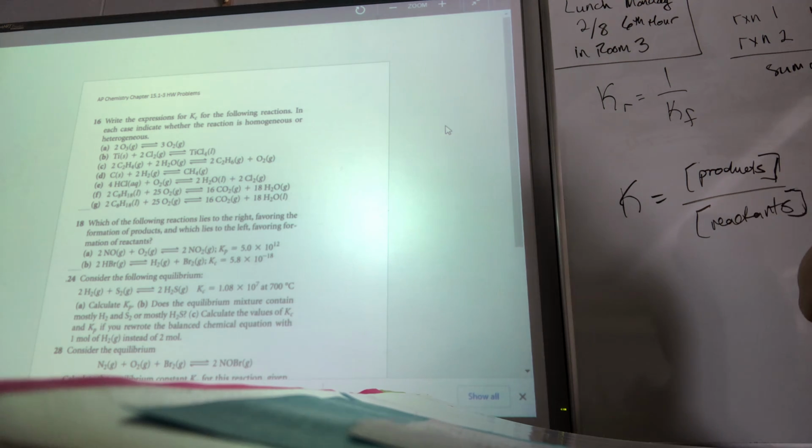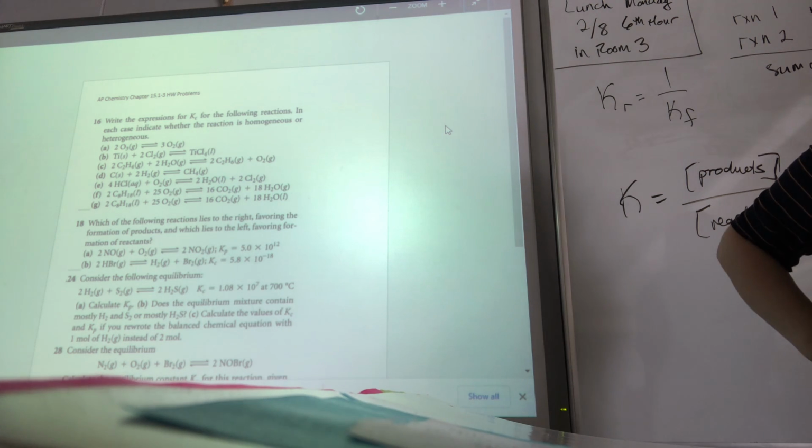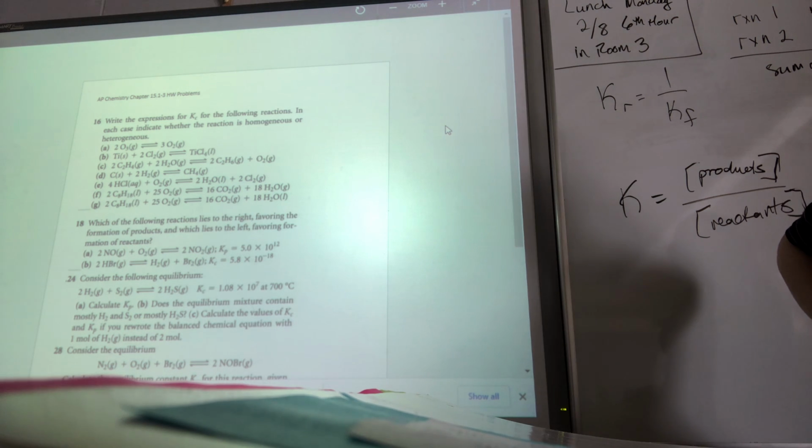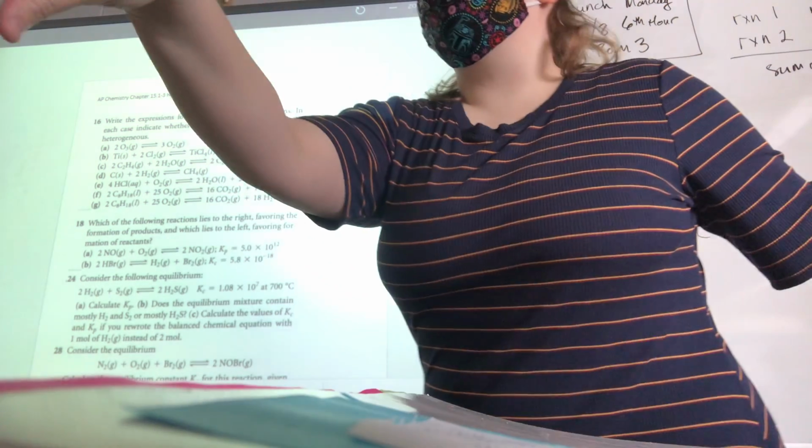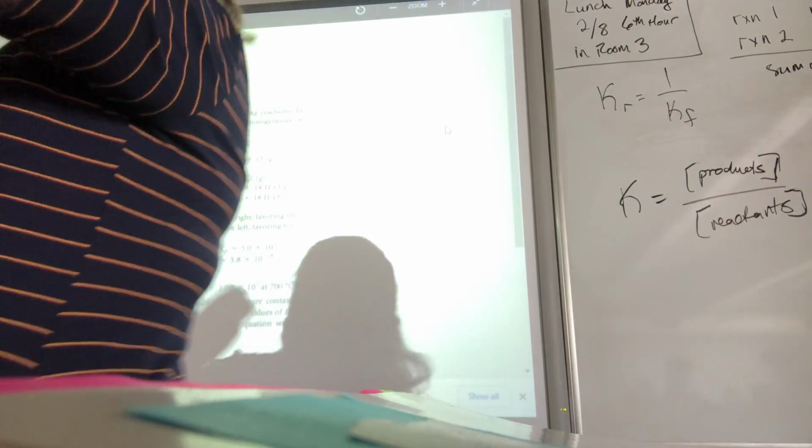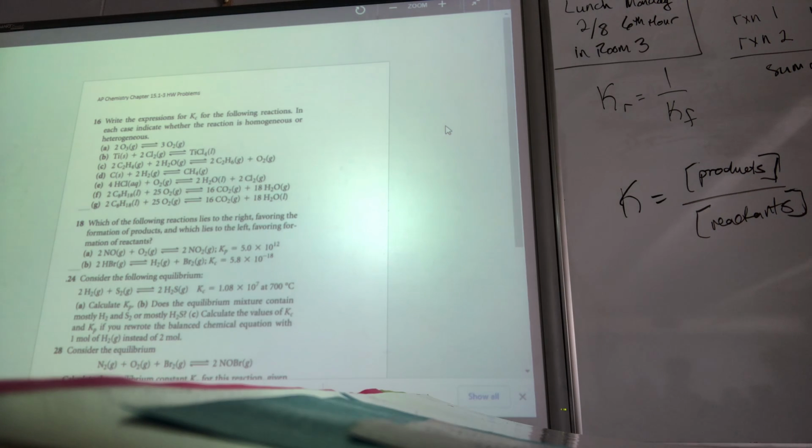Okay? Another thing it says is in each case indicate whether it is homogeneous or heterogeneous. What does that mean? Go ahead. Homogeneous means it's like all one thing, so it would be all gases or all solids or all liquids or all aqueous would mean homogeneous. If it is not all the same state of matter, then it is a heterogeneous equilibrium situation. Okay, so that's a simple addition to this particular section.